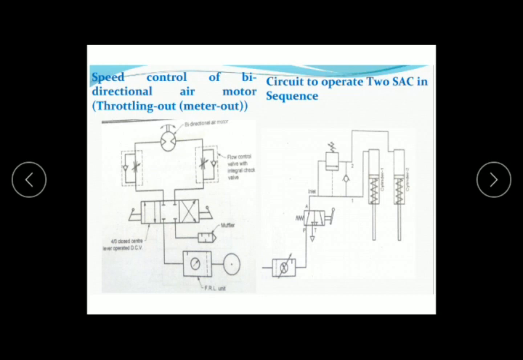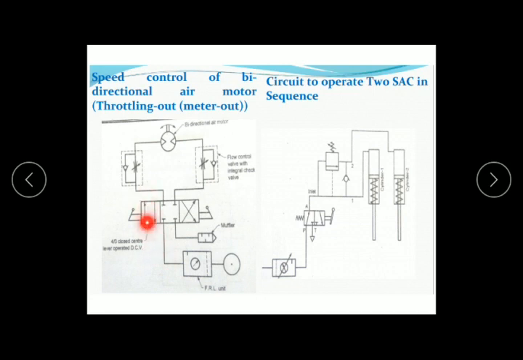Next is speed control of the bidirectional air motor, which is a combination of throttling in as well as throttling out circuit. So this is the bidirectional motor. A bidirectional motor has two directions, that is clockwise as well as anti-clockwise. Let us understand the working of the bidirectional motor first.